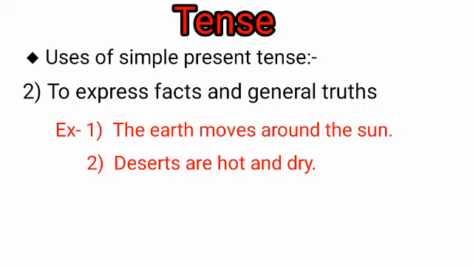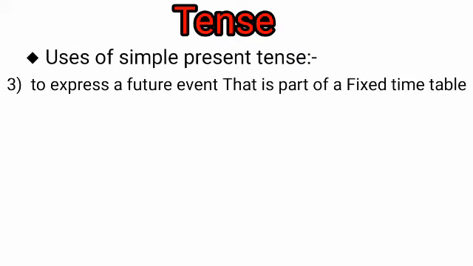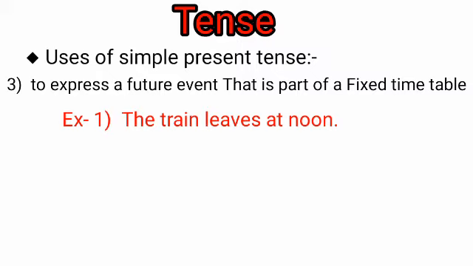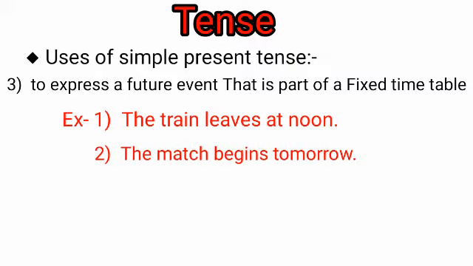Now, the next use of simple present tense. Simple present tense is also used to express a future event that is part of a fixed timetable. It means in simple present you can talk about future events, but the condition is that the event will be part of a fixed timetable. Let's have some examples. First example, the train leaves at noon. And second example, the match begins tomorrow. In both examples here, the action of the train leaving and the action of the match beginning are future events, but their timetable is fixed. So these are the major uses of simple present tense.